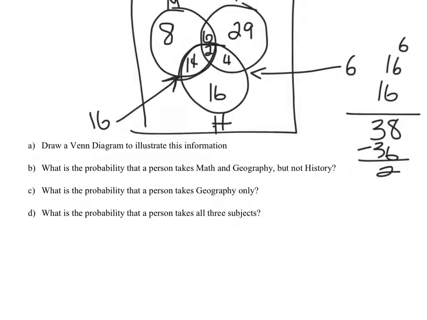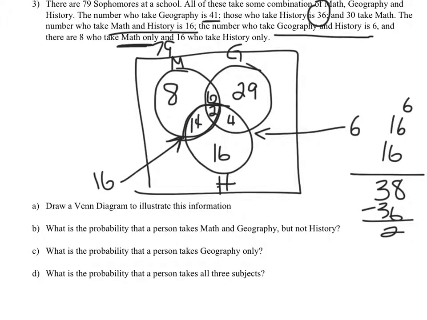Okay, what is the probability that a person takes math and geography but not history? So math and geography but not history, meaning not the overlap. So these two are where they overlap but not the third one. So that would be 6 out of the total. So there were 79 total. What's the probability that a person takes geography only? Well, that's that number. And a person takes all 3 subjects. Well, that's just 2 of them.